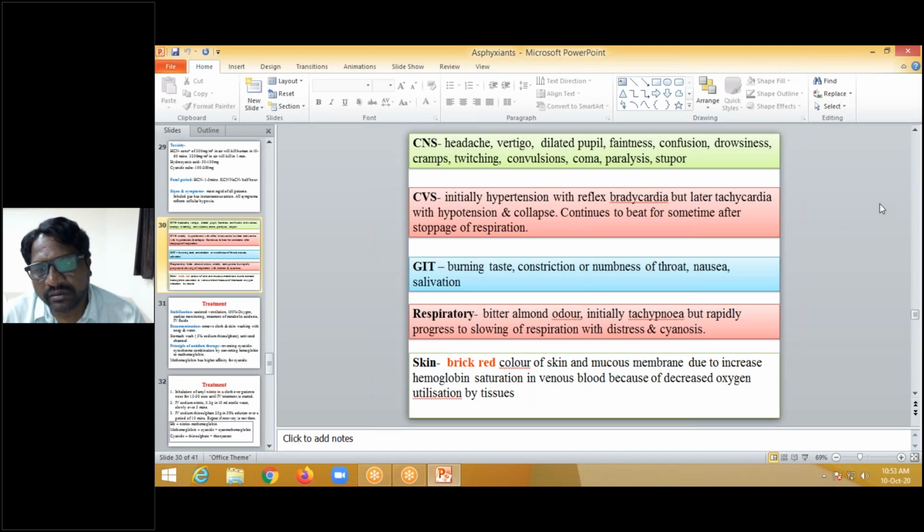So cellular hypoxia will be there because of this. Cytochrome oxidase will be stopped at the cellular level. Electron transport is blocked, which may lead to cell hypoxia. So the brick red color of the skin and mucous membrane is due to the increase in the hemoglobin saturation in venous blood because of the decreased oxygen utilization by the tissues. That may be the typical finding of the skin, the brick red color.